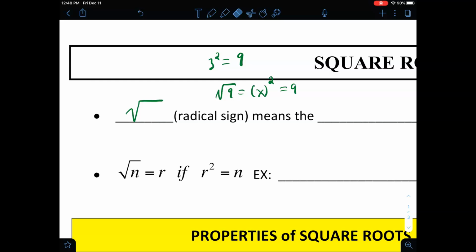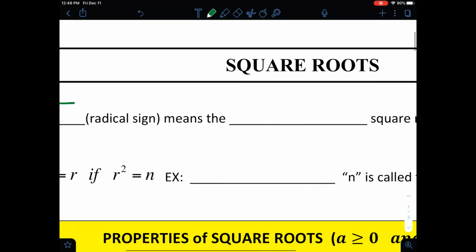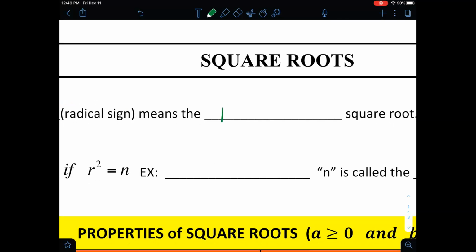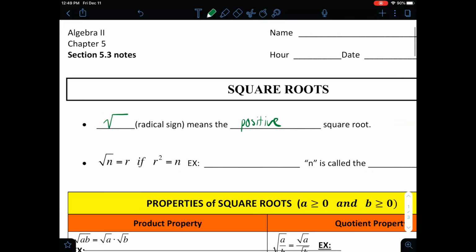And so, because it's an operation, it needs to have one result, okay? Like if you did 4 minus 3, that has to equal one number, which is 1, right? So when you're taking the square root of something, it's going to mean it's the positive square root, okay?